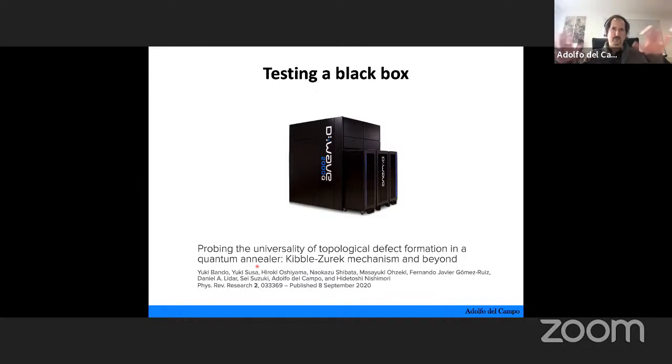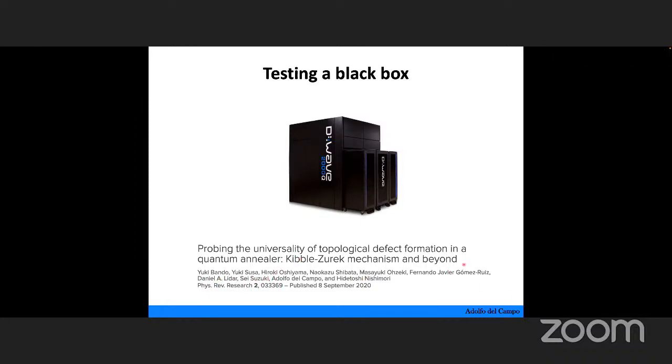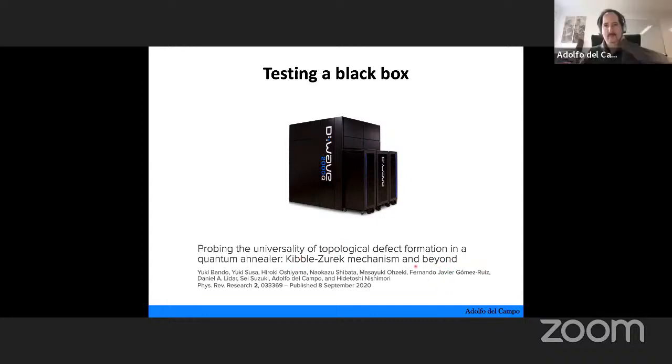And pretty much the whole talk is focused on this work, which is a long collaboration with the group of Hidetoshi Nishimori, who introduced the paradigm of quantum annealing, and the group of Daniel Lidar, who's a leading expert on quantum annealing, and many of the students and collaborators of Nishimori. Sei Suzuki also did very important works on early theory of annealing. And I want to emphasize the work of Fernando, who just moved from my group to that of Juanjo Garcia Ripoll in Madrid. Okay, so let's get started.